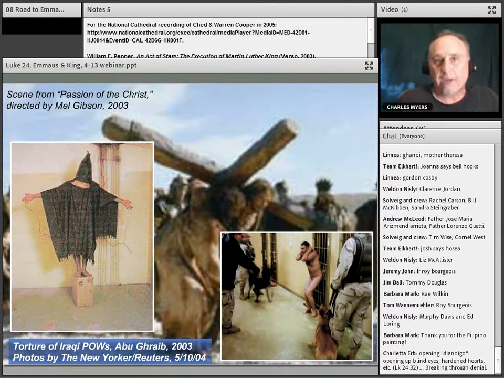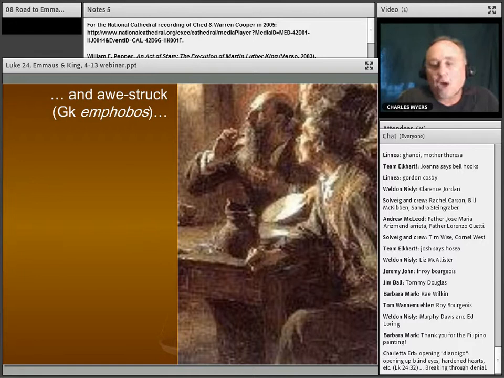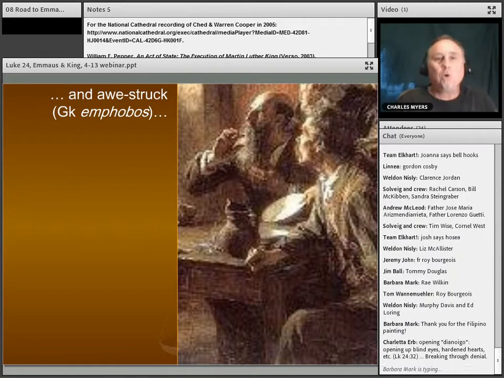They are terrifying. They are tortuous. But the other adjective Luke uses is emphobos, awestruck. In the New Testament, this is reserved for connoting awe in the presence of God or the risen Christ. So, on the one hand, these disciples are cowering before a fearful state. On the other hand, they're reeling before the unimaginable possibility that Rome's ultimate form of social control had not succeeded in defeating Jesus.